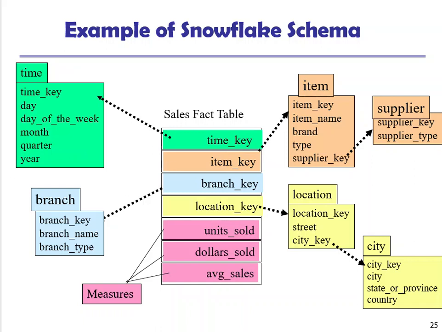So we compared the star schema with the snowflake schema. As you can tell, when we have those additional normalizations occurring on those dimension tables, the visual display of the schema looks more and more like a snowflake. So this is why it's called the snowflake schema.